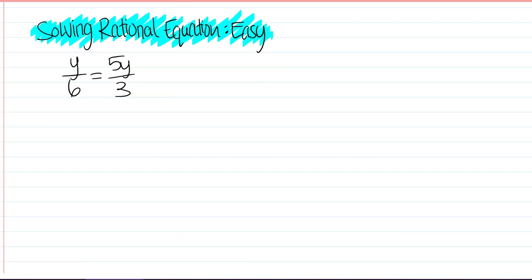All right, we're moving on to solving rational equations algebraically. So we're going to do an easy one first. This one is y over 6 equals 5y over 3. Some of you may be able to look at this equation and solve it in your head, but we're not going to try doing that.